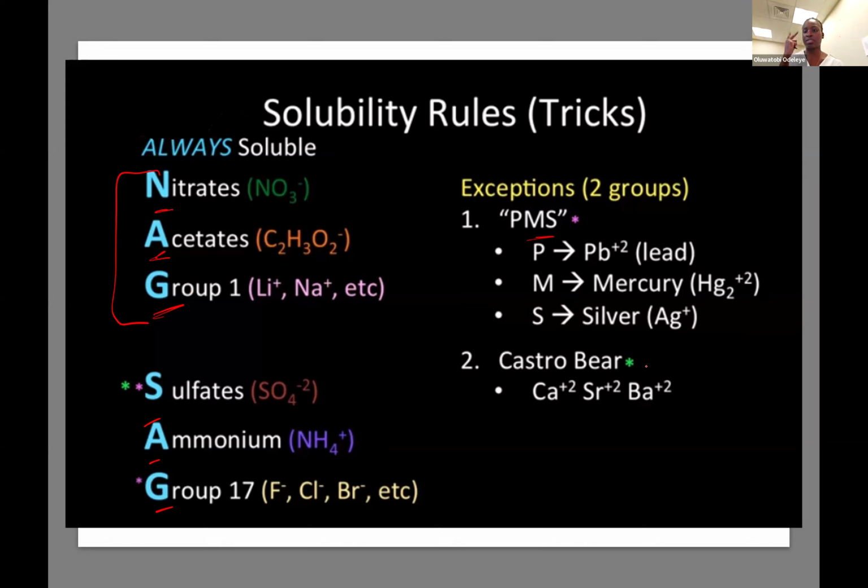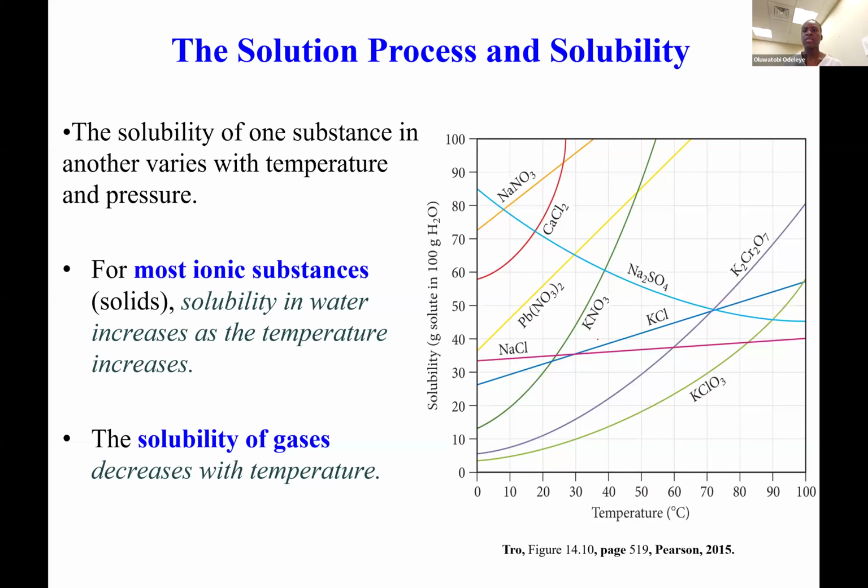PMS: lead, mercury, and silver. That's P, M, and S. And CaSrBa, so Ca, calcium, strontium, barium. Okay, ammonium always soluble as well. And then group 17 would be soluble with the exception of PMS: lead, mercury, silver. In general, solubility increases as temperature increases.